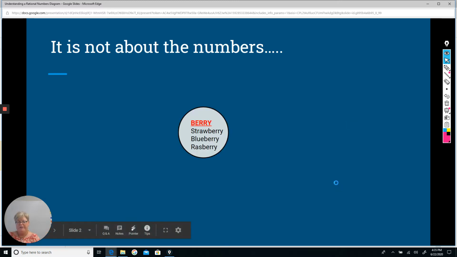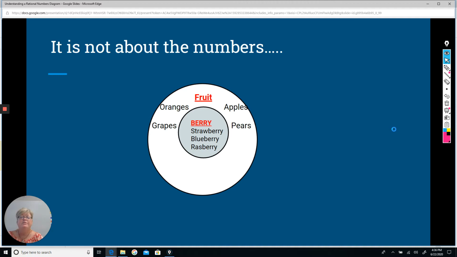I love strawberries. They're one of my favorite berries. I've listed some berries here: strawberries, blueberries, raspberries, and they're all berries. But can we classify them as something else? You can also classify them as fruit. So these berries, strawberries, are part of the fruit family. But now let's look at the fruit family. We have apples and pears and oranges and grapes, and there's a lot more, but that's all I've listed here.